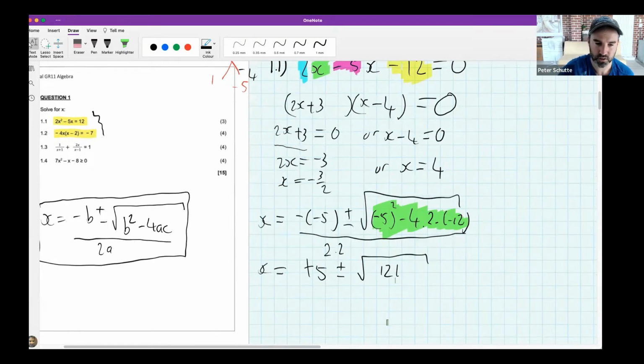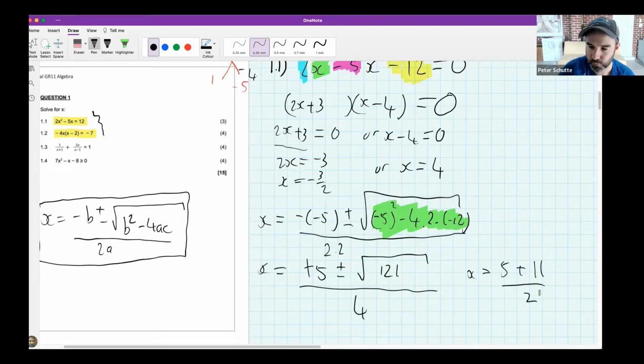Let me just zoom out for a second. If I was solving this using the quadratic formula, I would basically just go x is equal to 5 plus the square root of 121, which is 11, over 4. Or x would be equal to 5 minus 11 over 4. And that would give me the same answer because 16 over 4 is 4. And this one would give me minus 3 over 2.